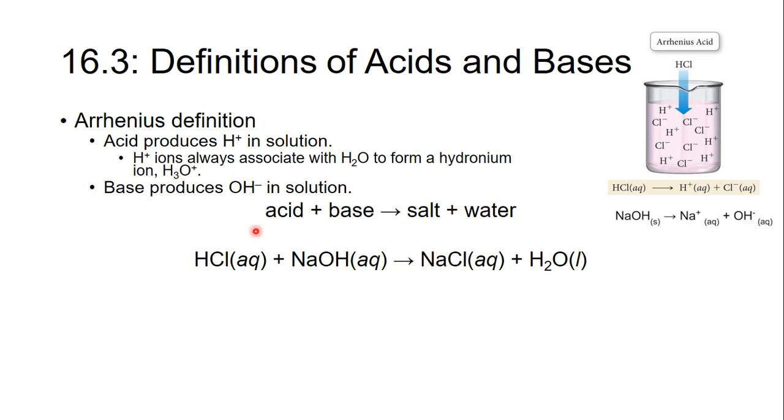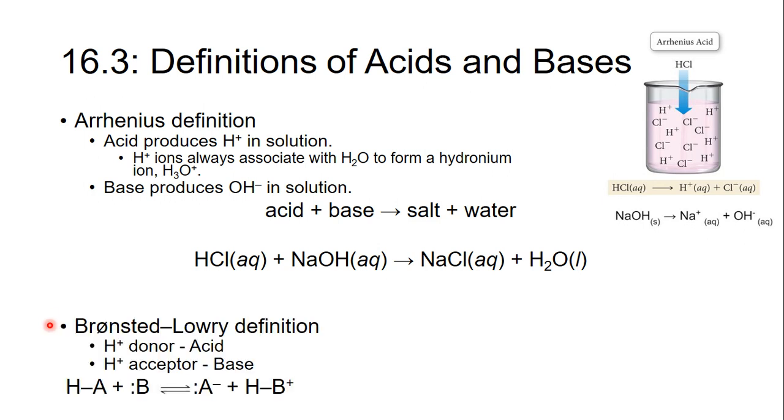And when you mix an acid and a base together in solution, what you get is salt and water. So hydrochloric acid plus sodium hydroxide will form sodium chloride and water. So that's Arrhenius acids and bases. We also have a different type of acid and base. That's called the Bronsted-Lowry acid and base. And for acids, they're actually the same as the Arrhenius. They both will donate or produce H+ in solution.